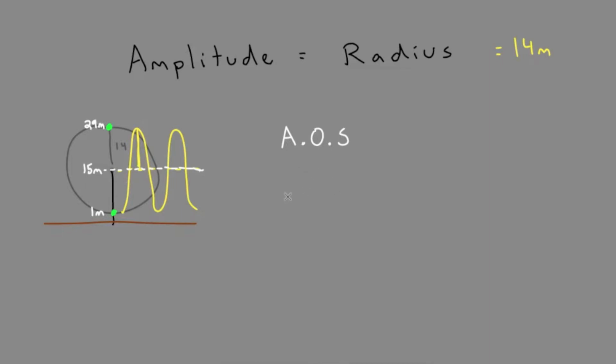We could use an equation which we have for all axes of symmetry. It is the max plus the min, unlike the equation for amplitude, which was max minus min. Axis of symmetry is adding it and dividing by 2. So we should get 29 plus 1, because it was 1 meter off the ground, divided by 2. So 30 divided by 2 is 15, and our units are meters.